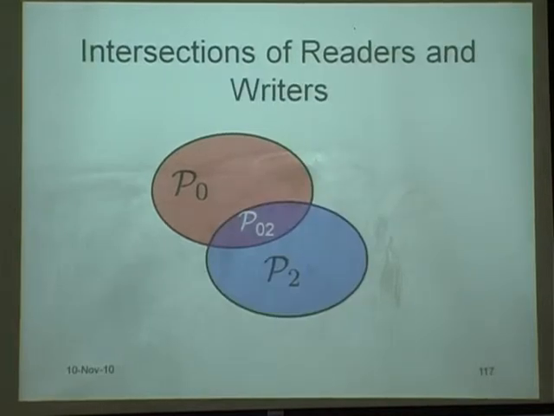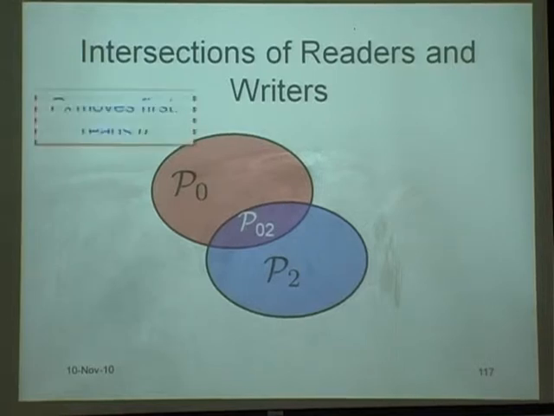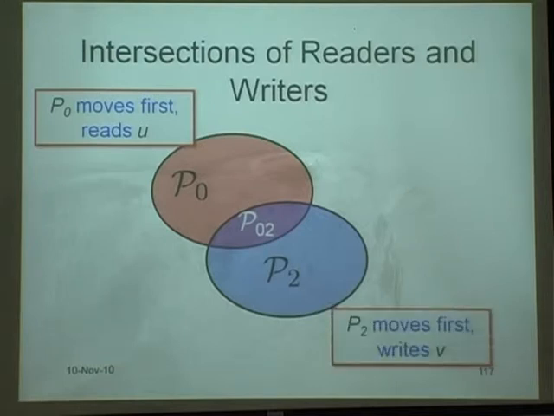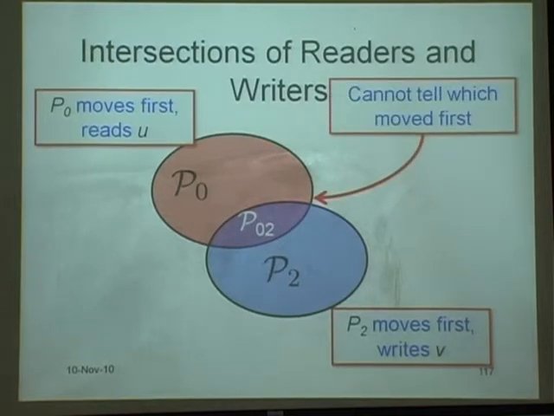Okay, well, what happens if we have readers and writers that are competing with each other? So here, P0 moves first, it reads the old value. P2 moves first, it writes a new value. Here, we can't tell who went first. But the thing is that, in some sense, P2 can tell. It wrote a value, and then it goes on. But P0 can tell because it knows what it read.